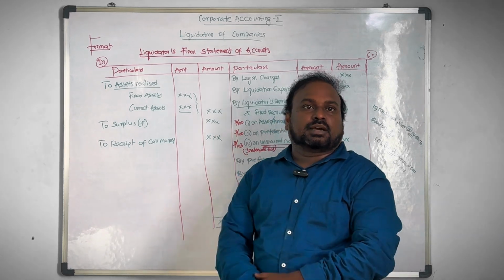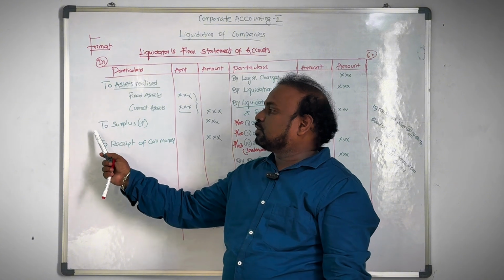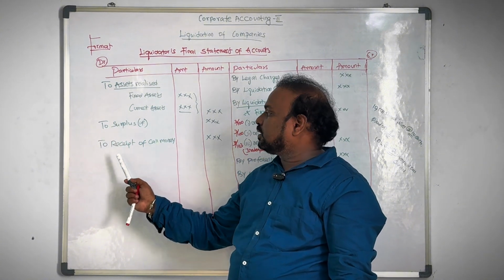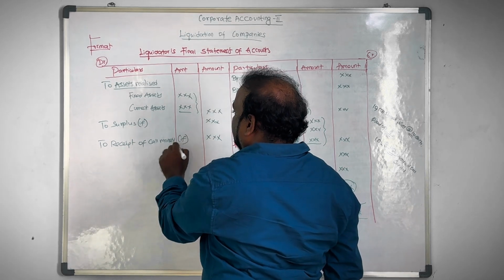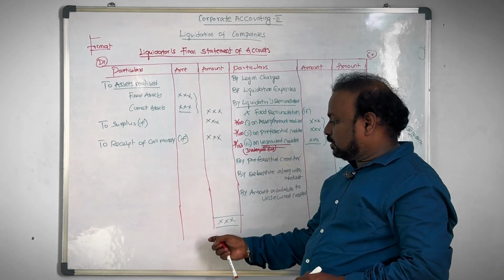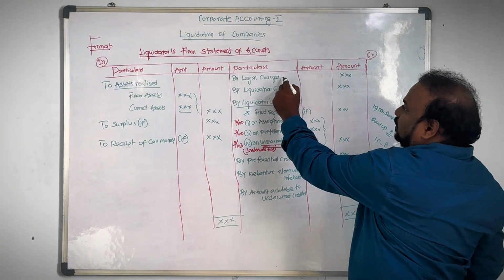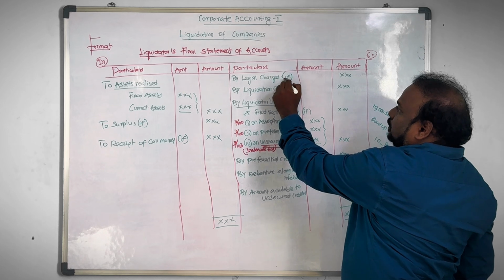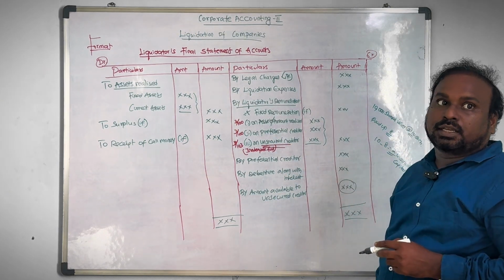So 3 items will come on the debit side. To assets realized, it will come in all the cases. To surplus, if any, that means it will not come in all the cases. To receipt of call money, that also, if any. This also will not come in all the cases. We have to total these and enter the amount here. Then legal charges, if any. In most cases legal charges also will not be there. And the liquidation expenses, in almost all problems it will be given.